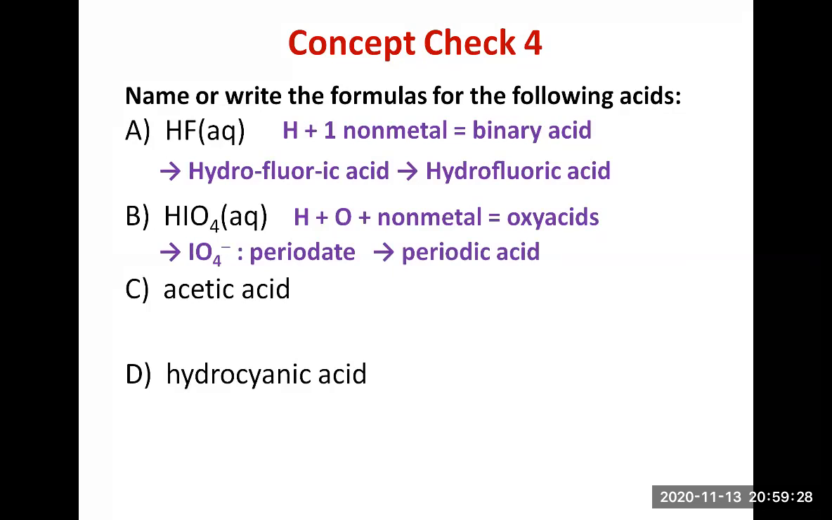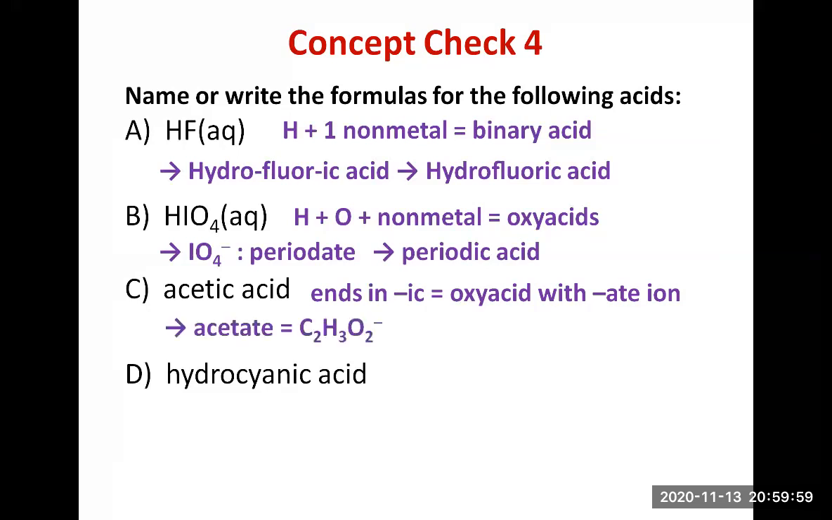Next, acetic acid. That's a name, and we need to find the formula. There is no hydro in front, so that's an oxyacid, and it has the -ic ending. The name ending in -ic means you have an oxyacid from a polyatomic ion with the ending -ate. So you take acetic, change the -ic into -ate, and that becomes acetate. So it's the acetate ion, and the formula of the acetate ion is C2H3O2 -1.